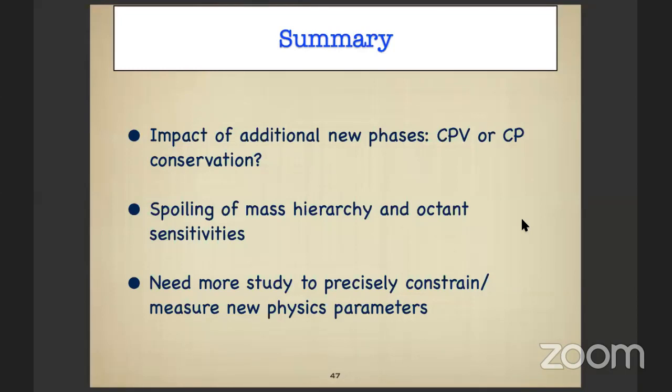Also, as we have seen in the case of NSIs particularly, it impacts the mass hierarchy by a large amount, and there is also a scope of misinterpretation. And the same can be said for octant sensitivities as well. So one needs to study this new physics more, especially studying the constraints put on the new physics parameters, so that they are more tight, more stringent, so that their effect can be minimized, basically.